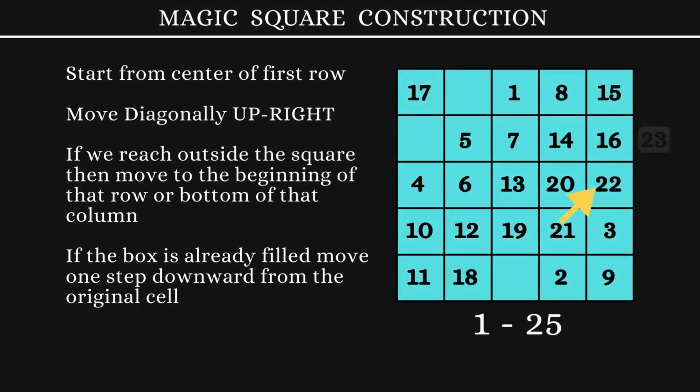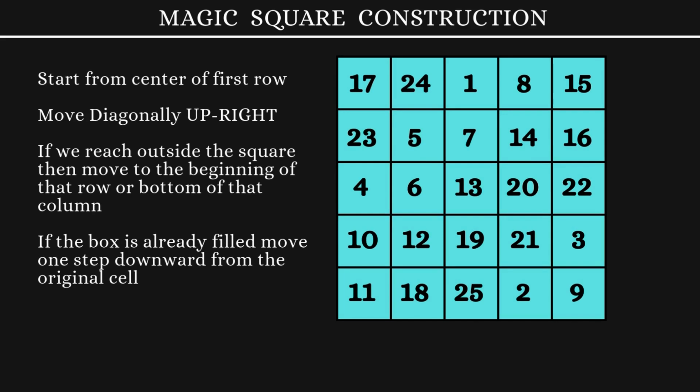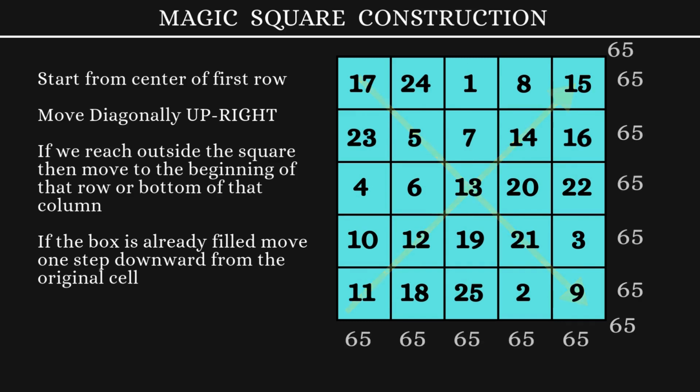22. 23 is moved here. 24 and finally 25 falls here. That's it. We have our magic square. When you add the numbers in every row, every column and the diagonals, we'll get the answer 65.